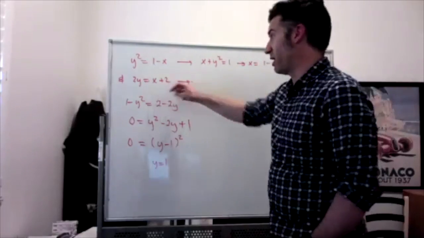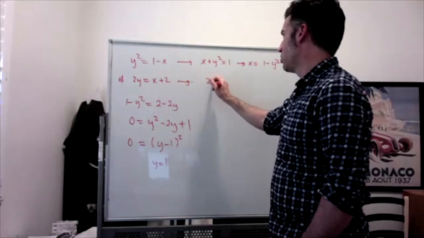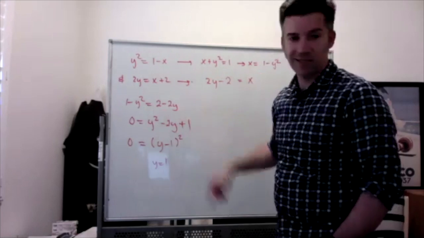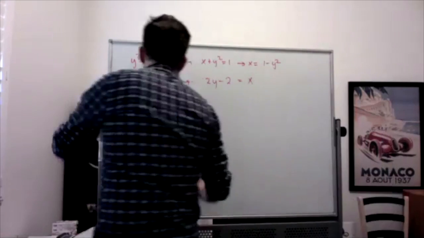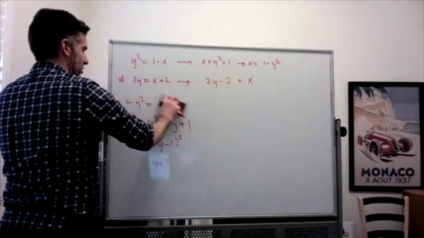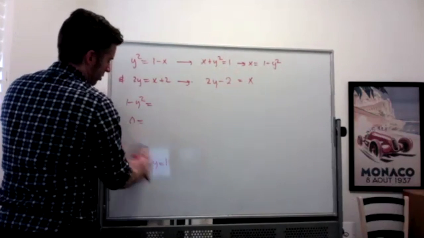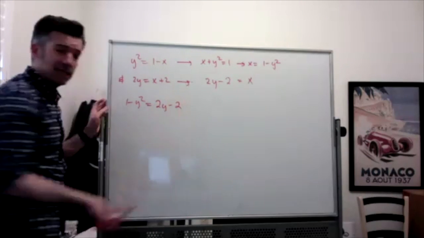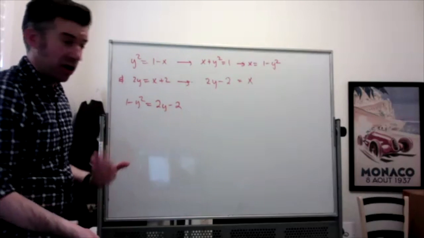So solving this for x, I should get 2y minus 2 equal to x. So I have the wrong signs there. Okay. So this is going to be 1 minus y squared equals 2y minus 2. Much better. Okay. See, it's easy to make little mistakes. We got to be super careful.